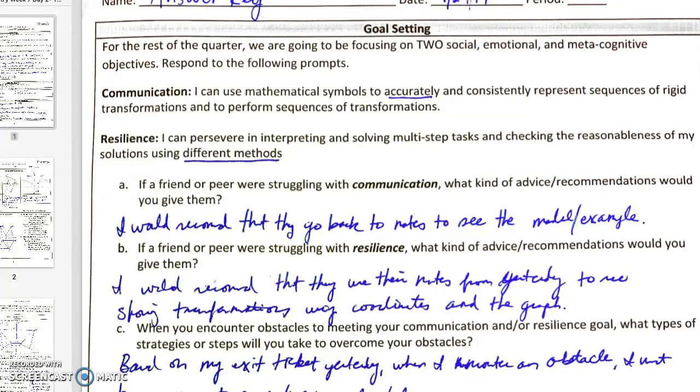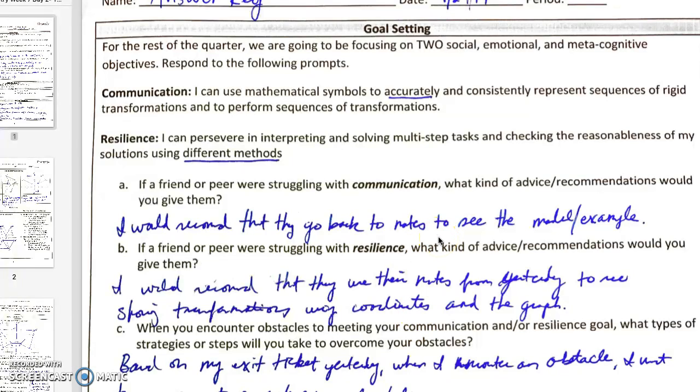By now, you should have finished your goal setting and writing down what kind of recommendations or advice you would give to a friend or a peer with communication and resilience, as well as the steps that you'll take to overcome any obstacles that you may face while doing this.